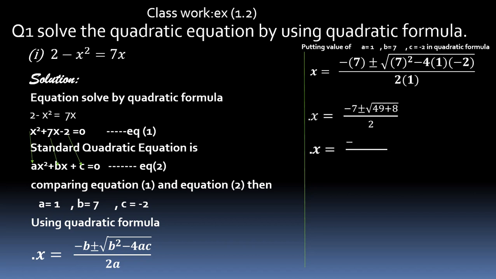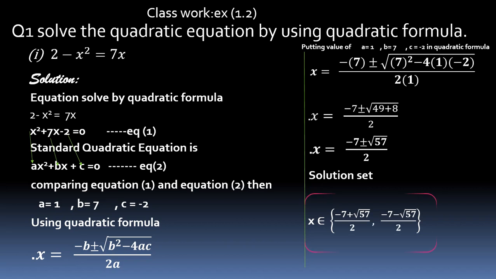Minus 7 plus minus the square root of 49 plus 8 over 2. 49 plus 8 is equal to 57. The solution set: x belongs to minus 7 plus root 57 upon 2 and minus 7 minus root 57 upon 2. This is the answer to this question.